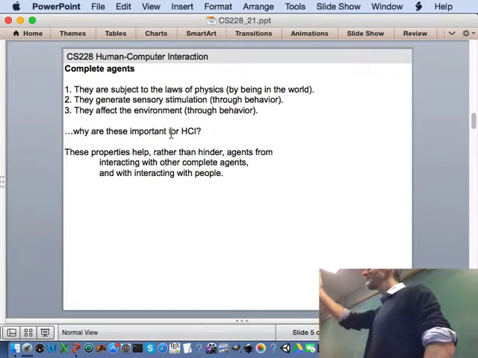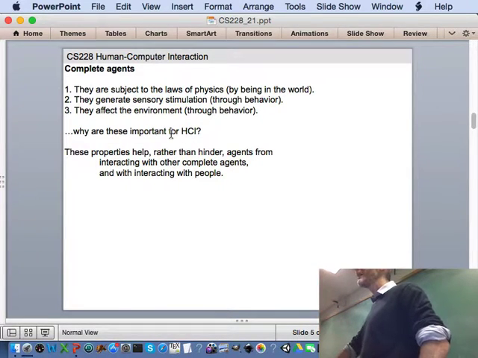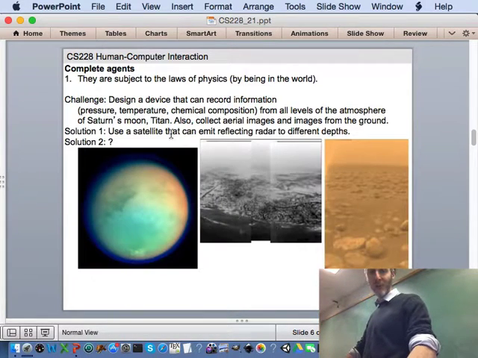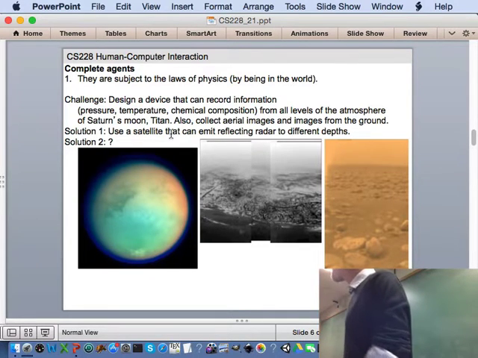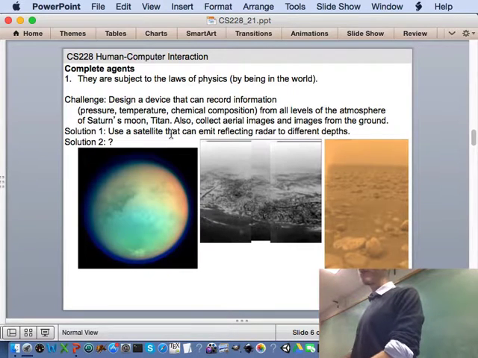So you're creating some technology that someone is wearing or someone is interacting with out in the world. How do we exploit these three properties? Well, let's look at a few examples. Let's start with a complete agent, and we're going to think carefully about how it's affected by the laws of physics. Let's imagine that we are tasked with designing a device that can record various environmental information at different levels of the atmosphere of Saturn's moon Titan.